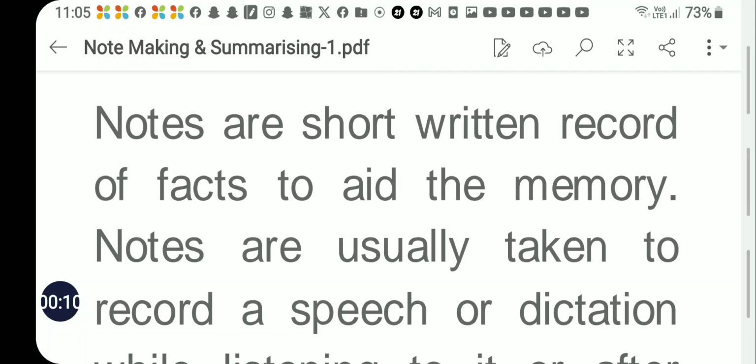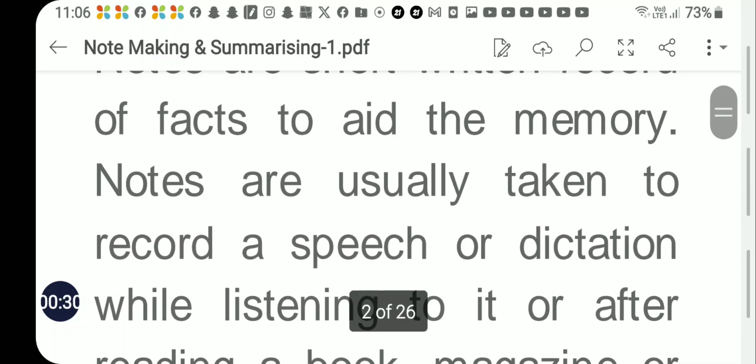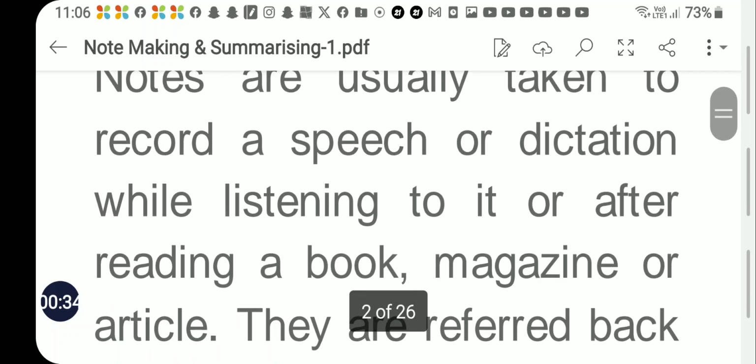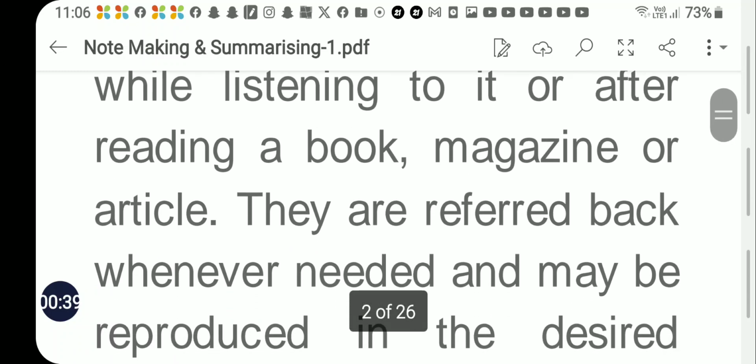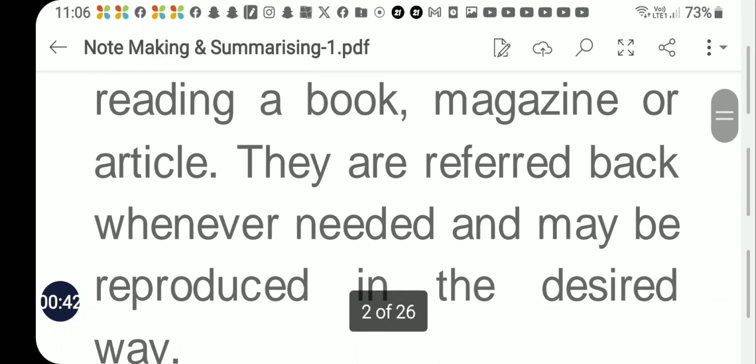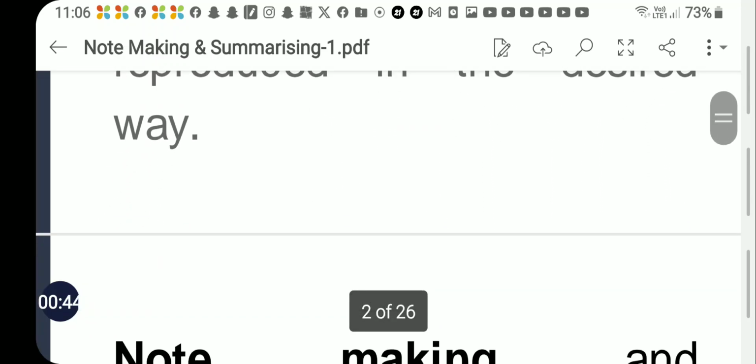Alright, so today we are going to deal with note making, note writing. When we say the word notes, what comes to your mind? What do we actually mean by notes or note making? Notes are a short written record of facts to aid the memory. Notes are usually taken to record a speech or dictation while listening to it, or after reading a book, a magazine, or an article. They are referred back to whenever needed and may be reproduced in the desired way.